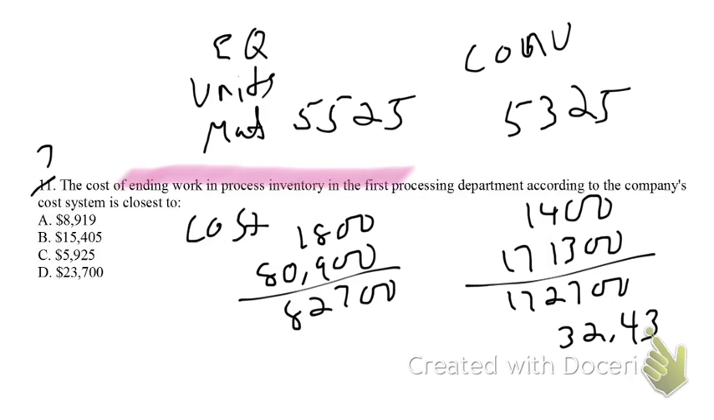So now what I have to do is just take this 82,700, divide it by 5,525 to get my cost per equivalent unit of $14.97.